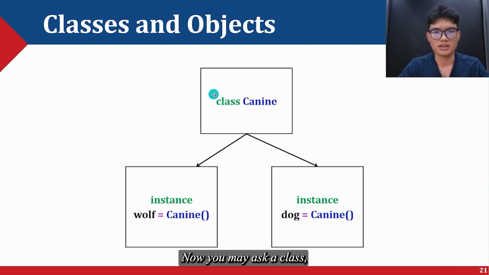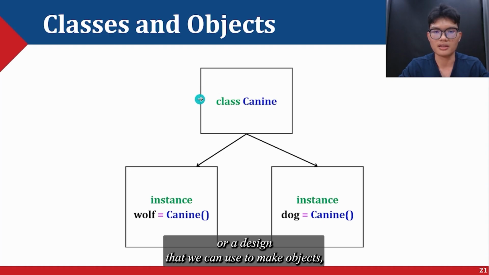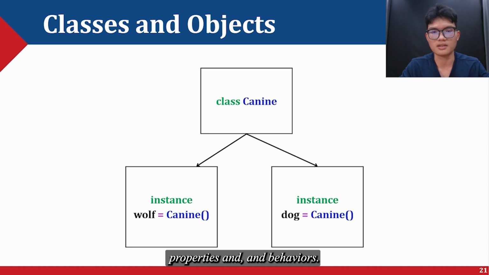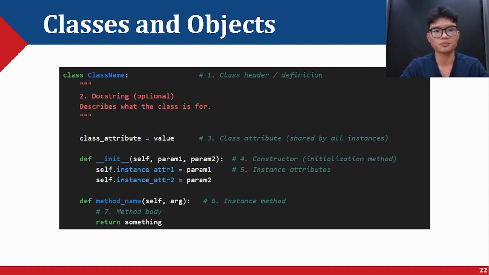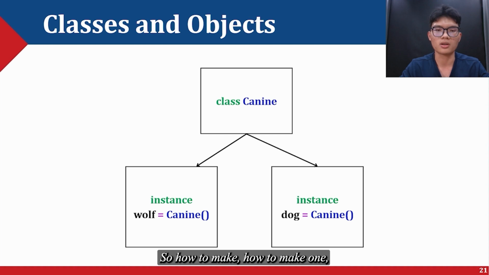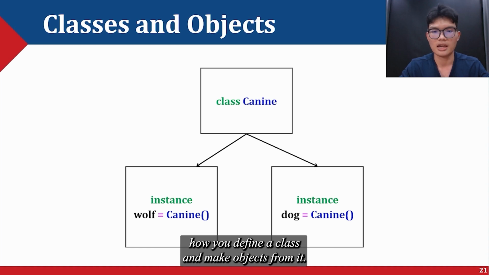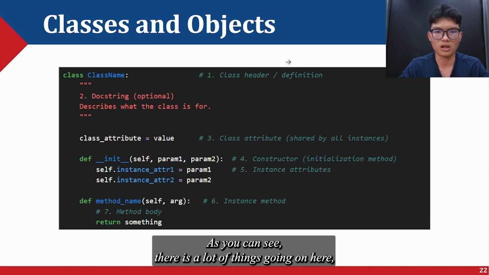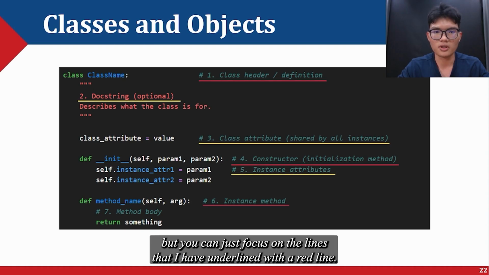So what is a class now, you may ask? A class basically is a template or a design that we can use to make objects with predefined properties and behaviors. So how to make one? How to define a class and make objects from it? Here is the process of defining a class. As you can see, there is a lot going on here, but you can just focus on the lines that I have underlined with a red line.